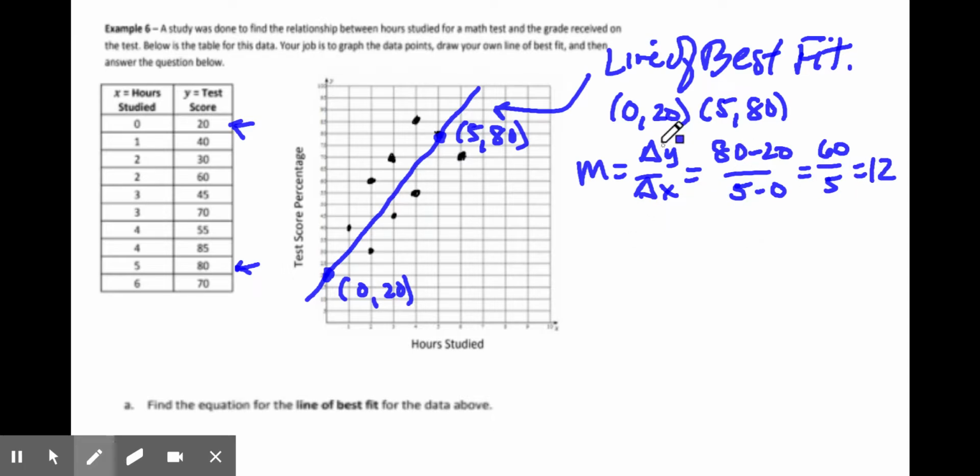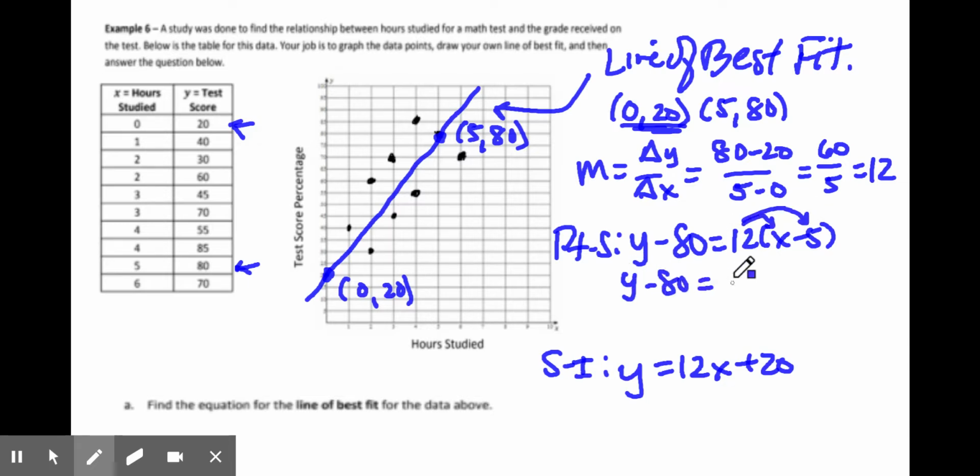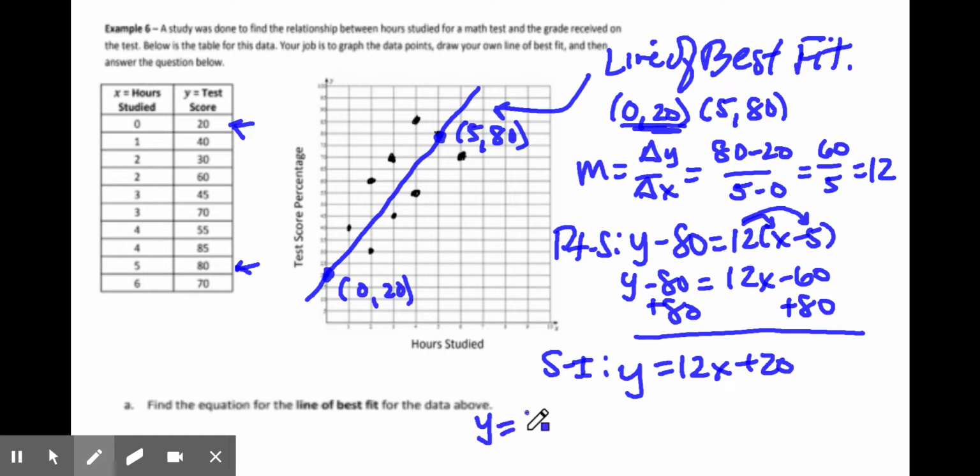And now, in this case, I can actually write it in either form pretty easily, right? If I want to write it in point slope form, I could do y minus 80 equals 12, x minus 5. But I could also write it in slope-intercept form pretty easily because that's the y-intercept, the 0, 20. So I could write y equals 12x plus 20. Okay? And if I wanted to, I could solve this point-slope form equation, and it would also then be written in slope-intercept form. I should get the same answer. Minus 60, add the 80 on both sides, and sure enough, you get the slope-intercept form, which is y equals 12x plus 20. So there's my equation, y equals 12x plus 20.